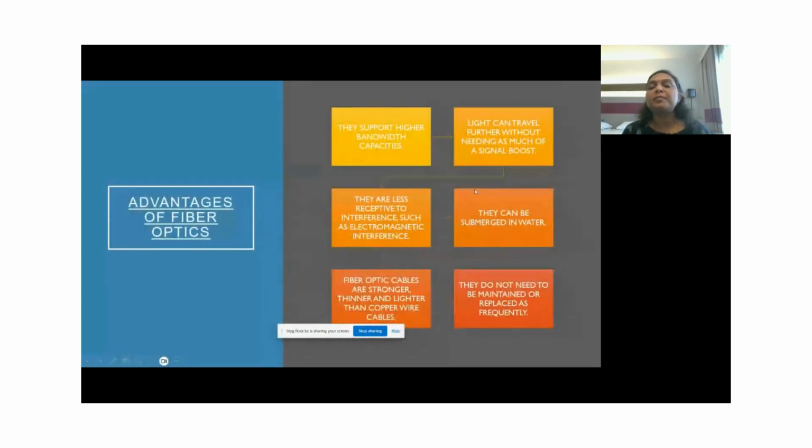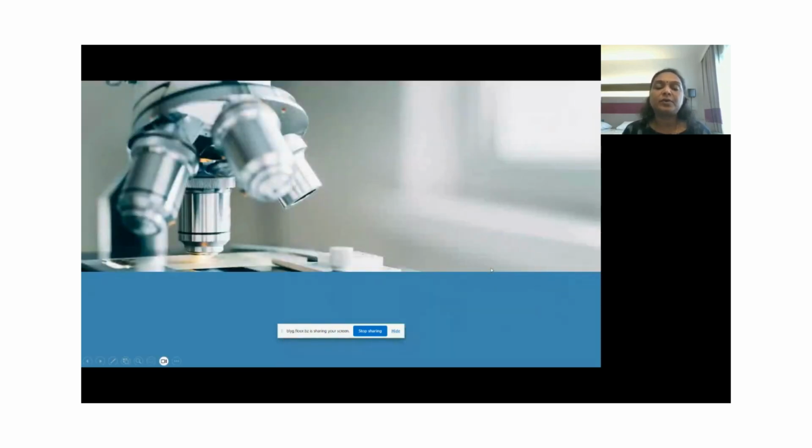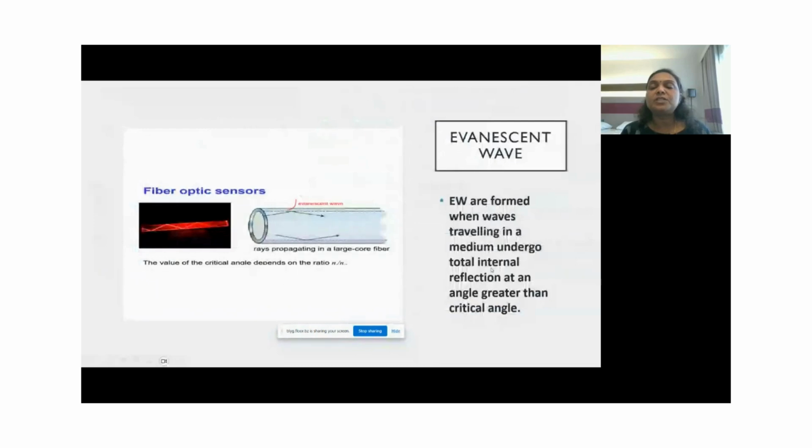The advantages of fiber optics can be seen where it gives us a higher bandwidth capacity, and light can travel further without the need for signal boosting. There is less susceptibility to interference such as electromagnetic interference, and they can be submerged in water. These fiber optic cables are stronger, thinner, and lighter compared to copper cable, and they do not need to be maintained or replaced frequently.